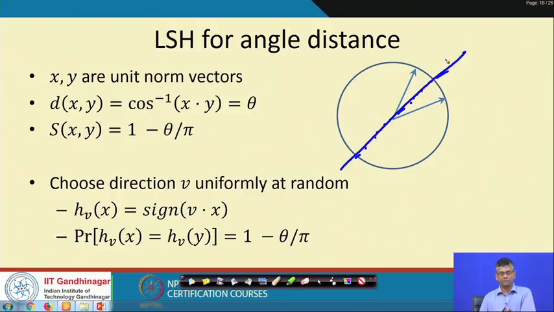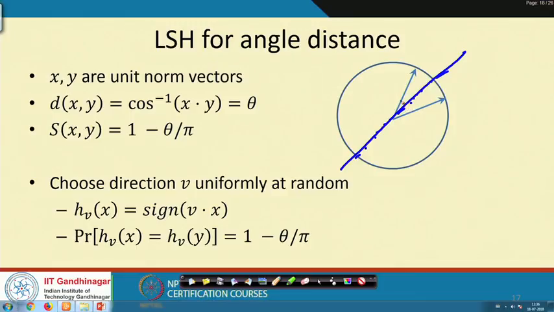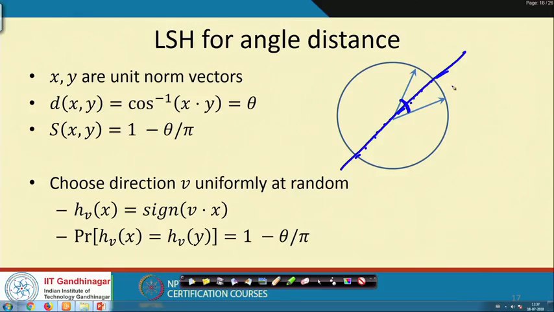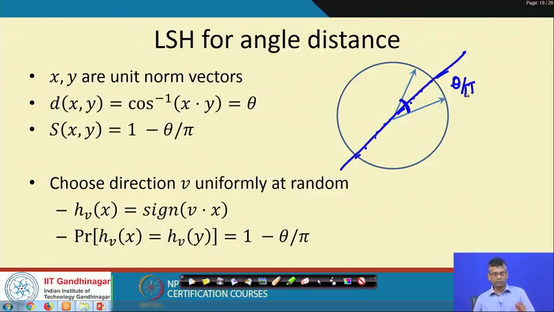And what is the probability of that, right? The probability of splitting is exactly theta by pi, because the angle will vary from 0 to pi, and the probability of splitting x and y is the probability that the hyperplane passes through that angle, and because the vector is chosen uniformly at random from the surface of the unit sphere, the probability of splitting is exactly theta by pi. Therefore the probability of not splitting, that is the probability of collision, is exactly 1 minus theta by pi. Okay. So, is that okay?